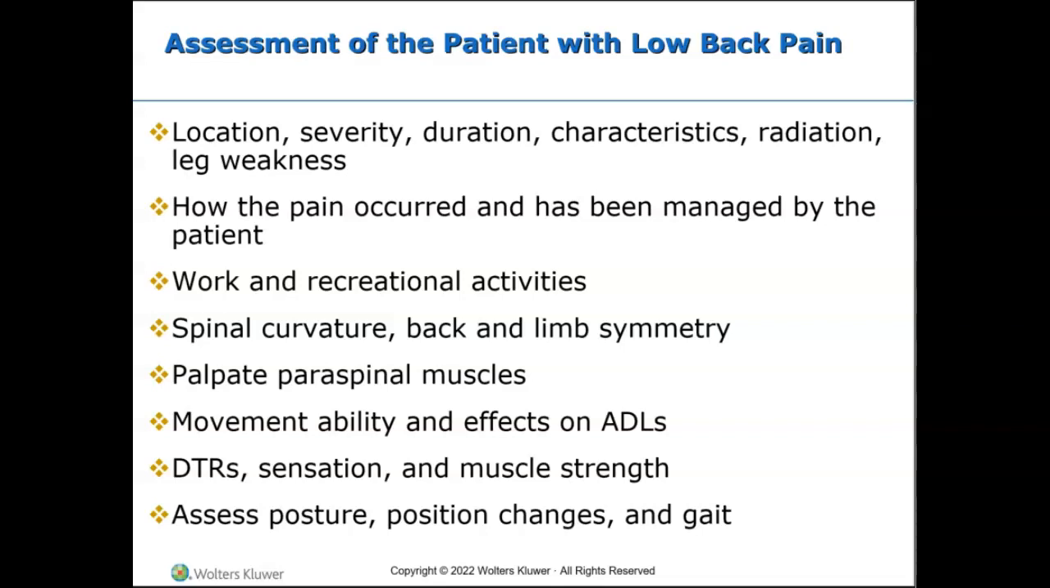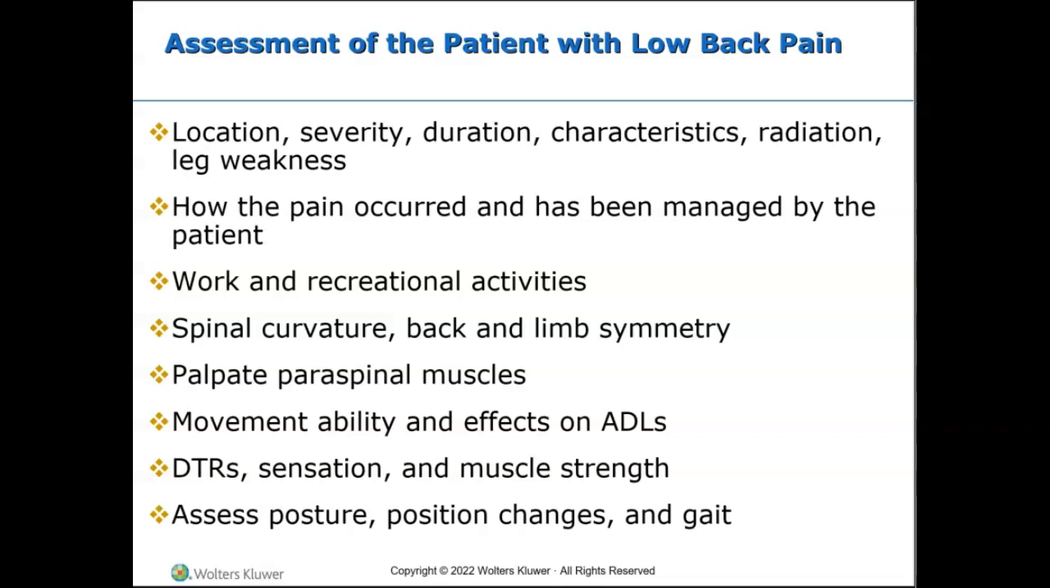We need to look at, is it a work-related injury? Is it recreational that led to it? We're going to look at the spinal curvature. We're going to look at the back and the limb symmetry, comparing the left side to the right side. We're going to palpate the spinal muscles. We're going to see if there are any bulging discs. We're going to look at the patient's ability to move effectively with all of the actions of the muscles. We're going to have them bend, flex, abduct, and adduct, and all of those things.